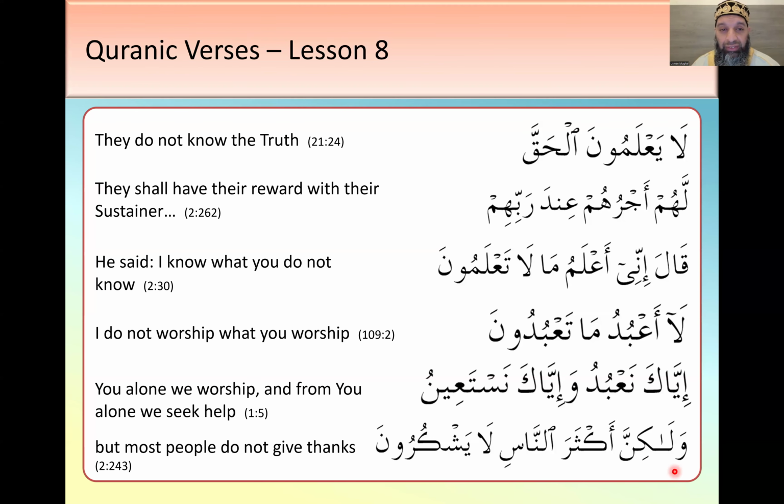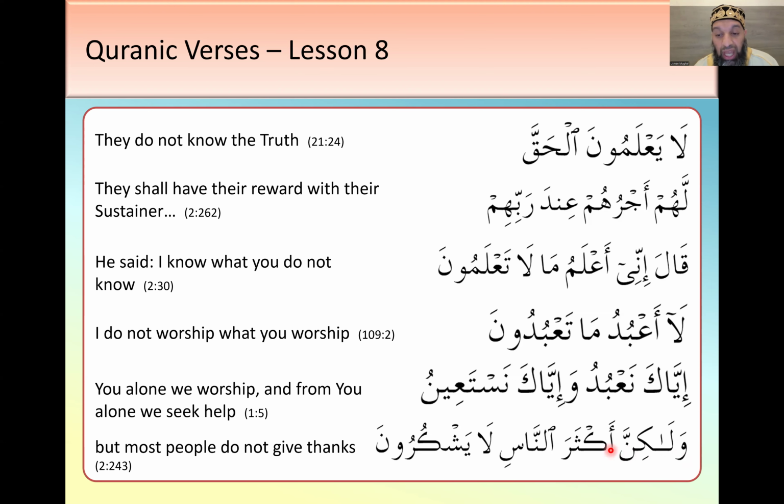Walakin. Have we done walakin before? No. So okay, if you know Urdu, it's the same word as lekin. For those who know Urdu, lekin is the same word. It means but. So walakin and but. So just but.